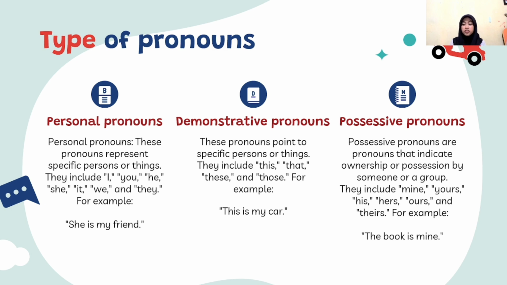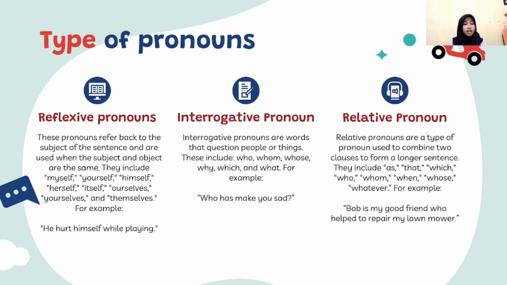The third is possessive pronouns. Possessive pronouns are pronouns that indicate ownership or possession by someone or a group. They include mine, yours, his, hers, ours, and theirs. For example, the book is mine. Next is reflexive pronouns. These pronouns refer back to the subject of the sentence and are used when the subject and object are the same. They include myself, yourself, himself, herself, itself, ourselves, yourselves, and themselves. For example, he hurt himself while playing.